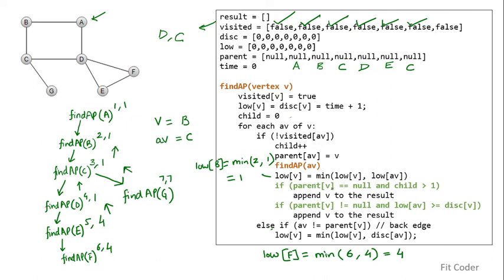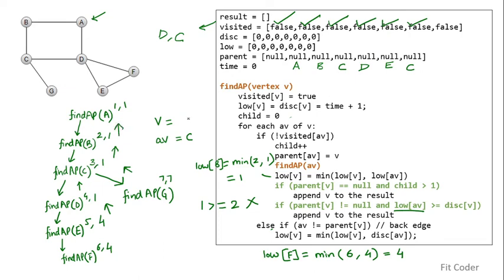After this, we check the parent. So the parent of B is already present, so we check this condition. Low of AV is 1 and discovery time of B is 2. So this condition does not hold true, we do not do anything. So from B we again backtrack.